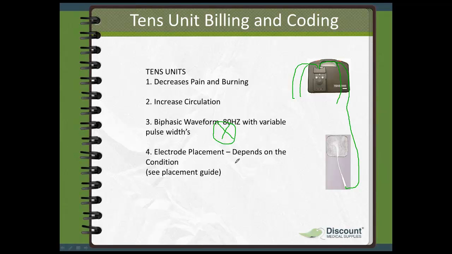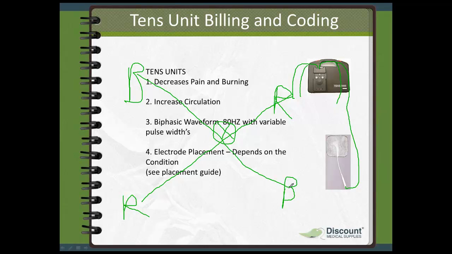So you want to crisscross the colors of the lead wires. For instance, you have a red lead wire coming here and a red lead wire coming here. So you're going to crisscross over that point of pain. Here you would have a black lead wire and a black lead wire. So you're going to crisscross red to red and then black to black.